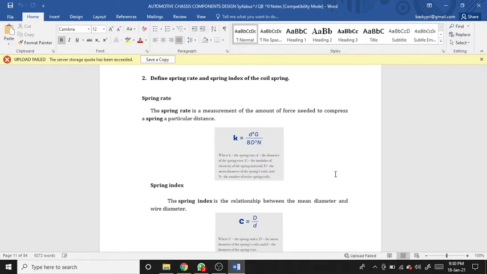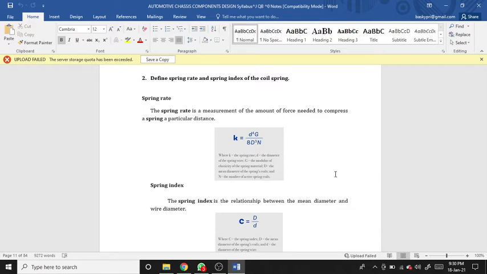Okay, so here there are two diameters. One is a small d and another one is a capital D. The capital D is nothing but the mean diameter of the spring coil. That means it is an outer diameter. The capital D value is always the higher value, and the small d value is the lesser numerical value as compared to capital D. Okay, similarly N is nothing but the number of active turns.